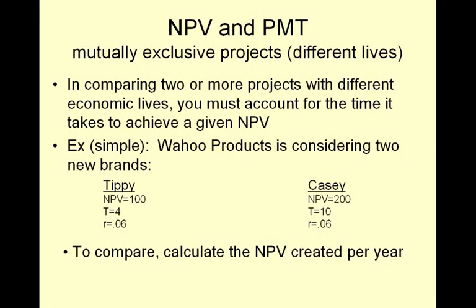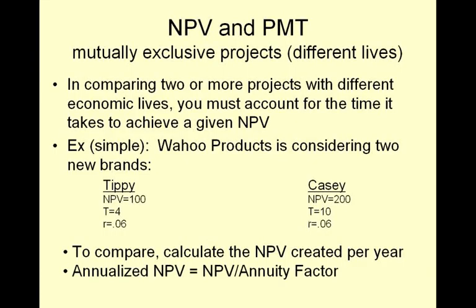To compare these two projects, we need to calculate the net present value created per year. That is, we want to calculate the annualized NPV, which is equal to the net present value divided by a factor that actually annualizes that net present value and helps us to determine the net present value created per year. That factor is called an annuity factor.